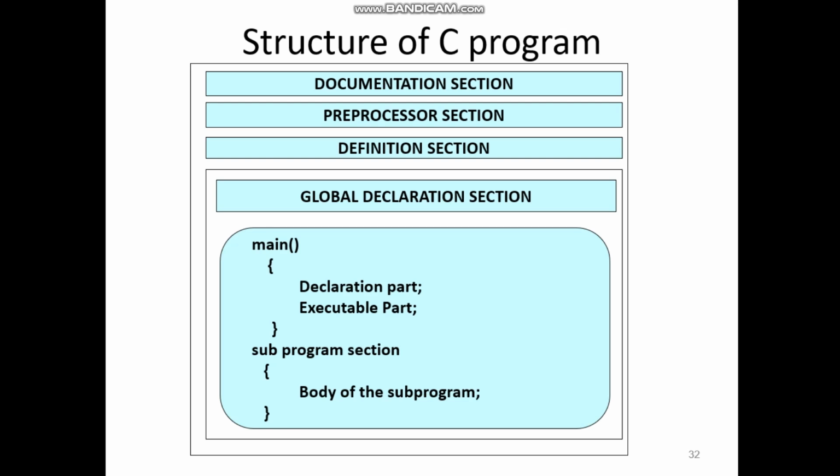So I repeat, there are 5 sections or 5 structures for a C program. Number 1, documentation section. Number 2, preprocessor section. Number 3, definition section. Number 4, global declaration section. And number 5 is your actual C program section.